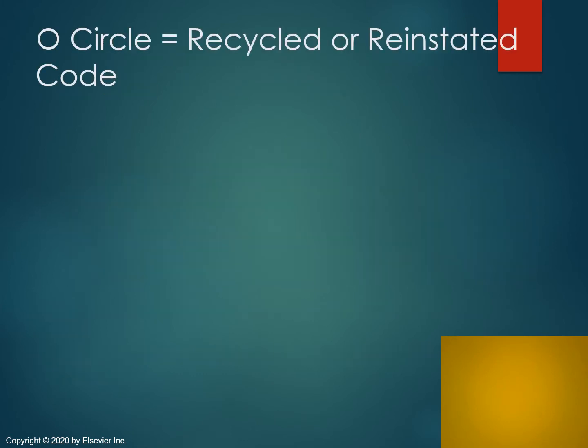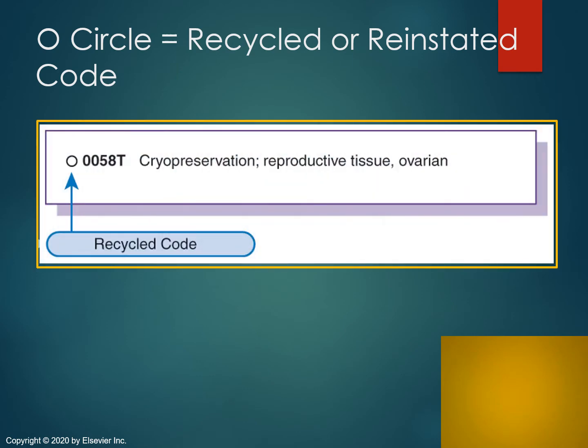You'll see this here. A circle means a recycled or reinstated code. And here's an example. You can see that this particular code is a temporary code. It has a T on it.